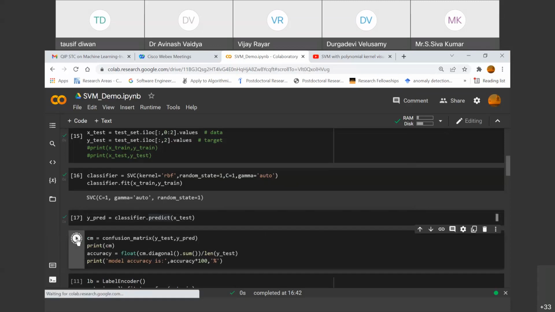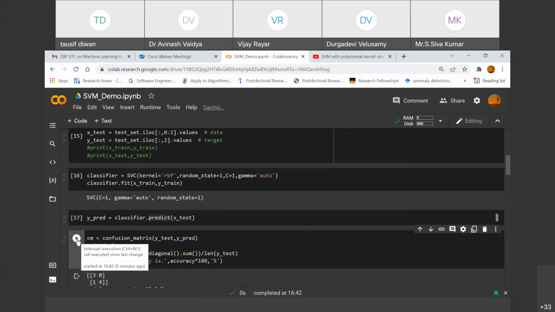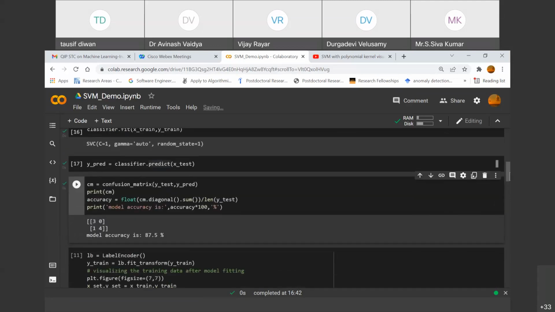Now we need to plot this confusion matrix. See here, this confusion matrix is plotted over here, with the help of test data. Y test means the label of test data, and this is Y prediction. Both of these are provided over here. This is the confusion matrix.